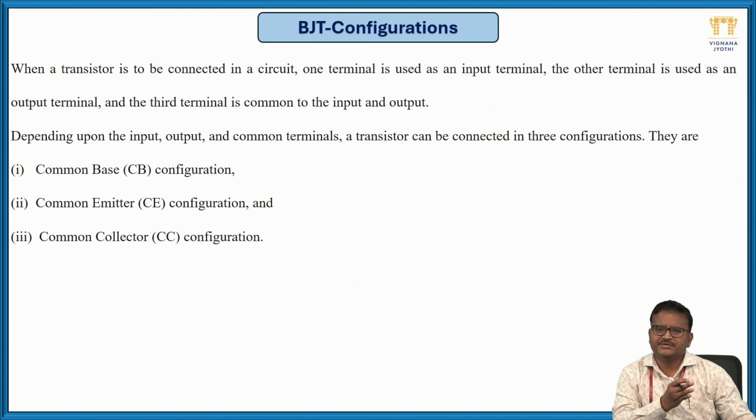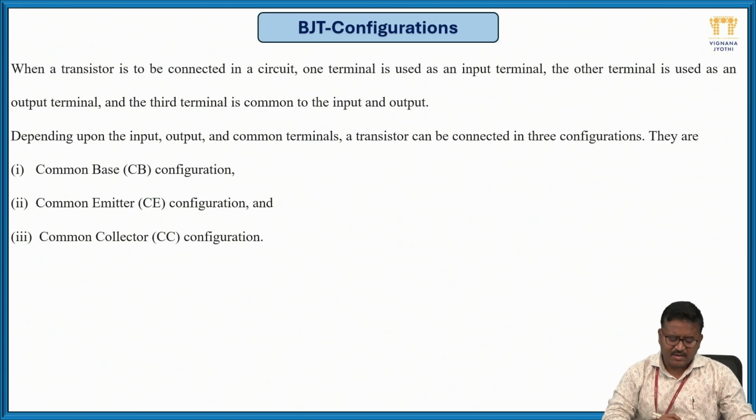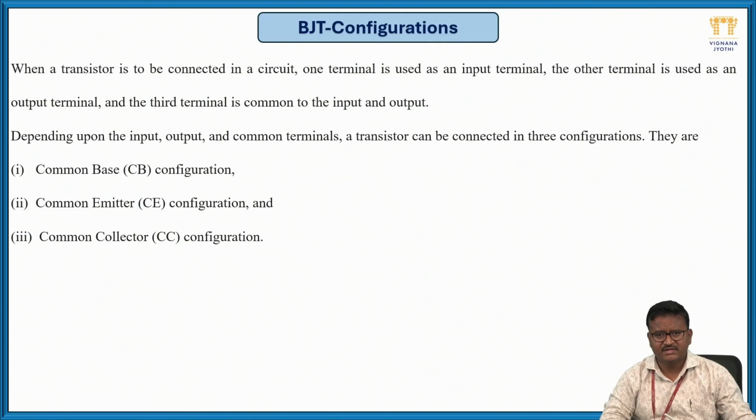One terminal can be used for the input, another terminal can be used for the output, and one more terminal can be connected as the common for both input and output. Based upon that, we have three configurations: the common base configuration, the common emitter configuration, and the common collector configuration.